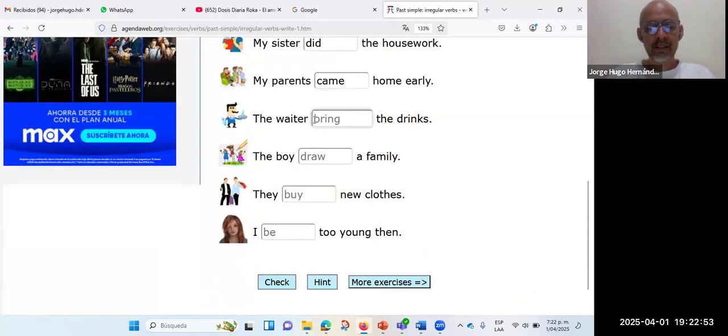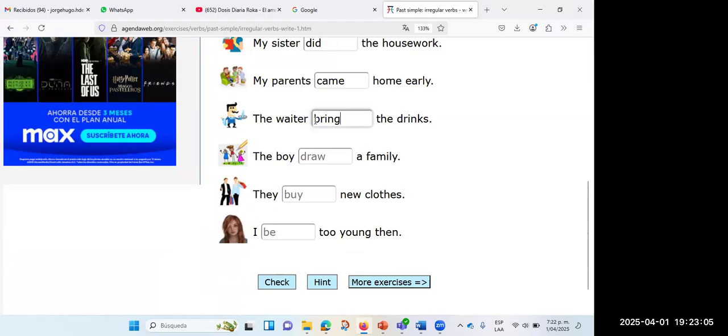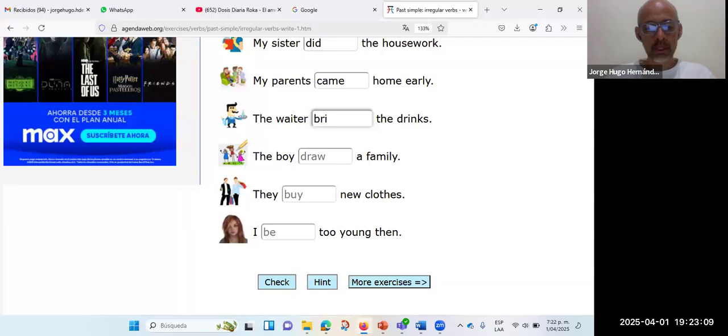Now, there are some verbs which change a lot, a lot. For example, this one, bring is present and the past, look at this, brought. It's completely different, no? Bring, brought, no?